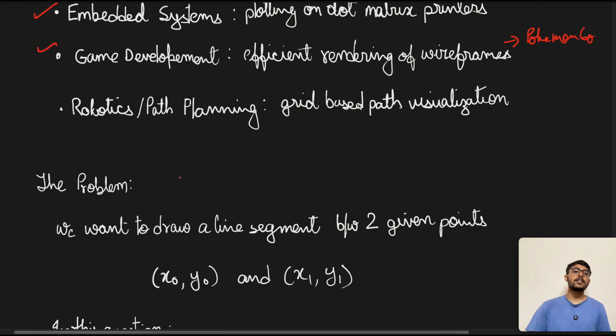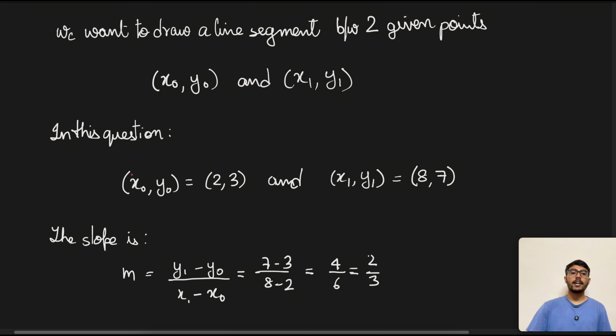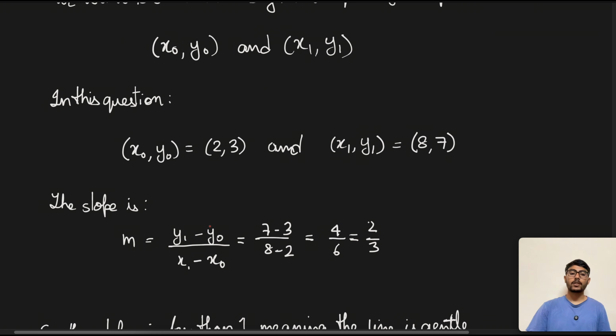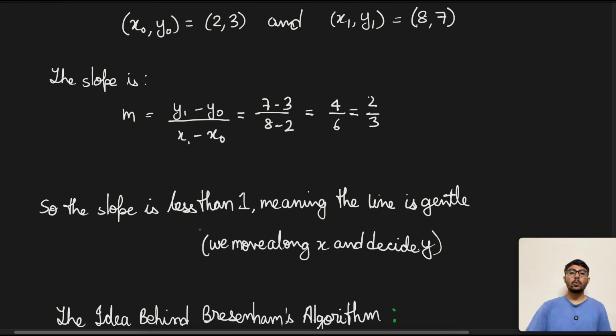Okay. Next is the problem. We want to draw a line segment between two given points x0, y0 and x1, y1. So in this question we have x0, y0 as 2, 3 and x1, y1 as 8, 7, right? So the slope is simply y1 minus y0 by x1 minus x0, which comes out to be 2 by 3, right? So the slope is less than 1, meaning the line is gentle, right? We move along x and decide y, right? So since it is less than 1, we'll have to move along the one which has greater command over the line direction, which is x, and then y.